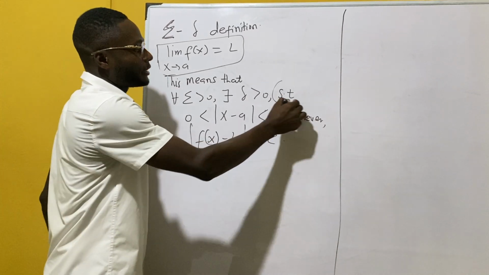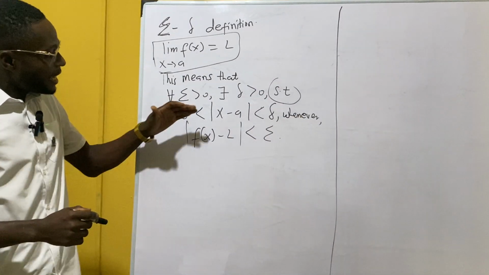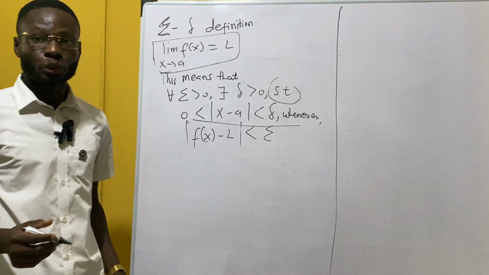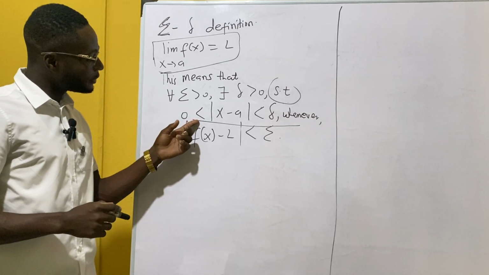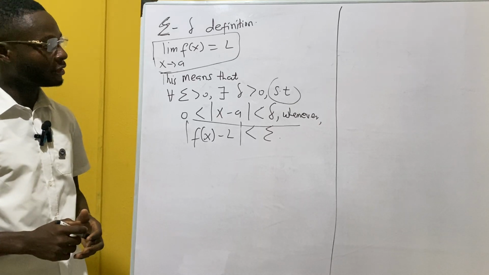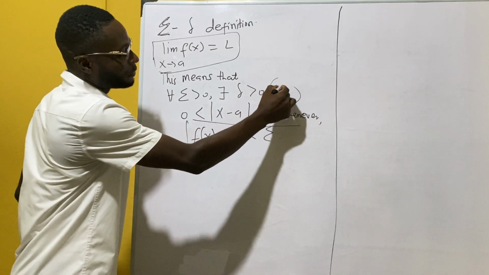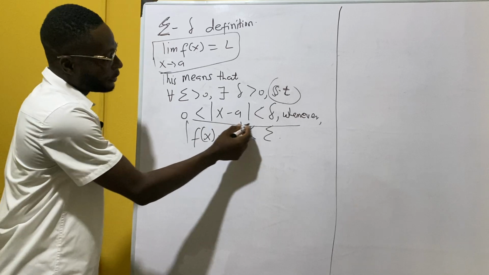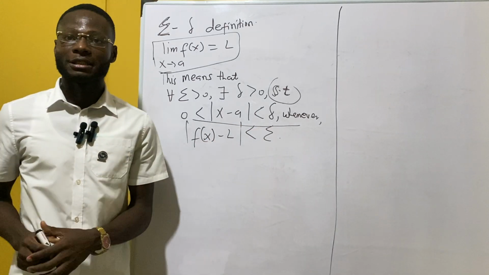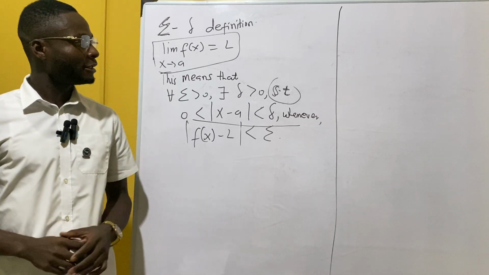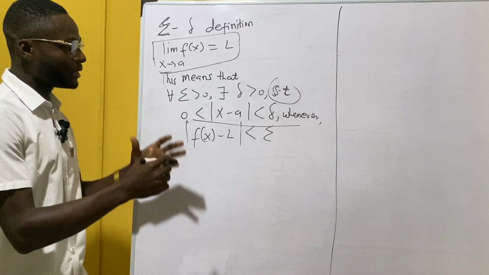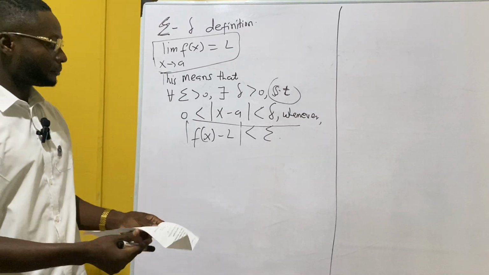This statement, "such that", means that any statement that follows is true, such that 0 is less than the distance, and it's less than what? Delta. So anything over here is true whenever the function minus the limit is less than epsilon, right? So nothing here is difficult. Let's take an example to explain this definition.